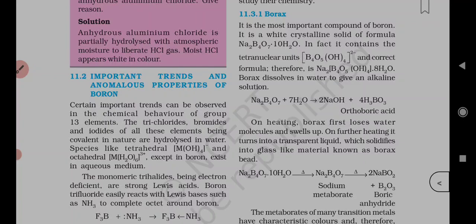Borax dissolves in water to give an alkaline solution. So we might think that borax is an acid, but when it dissolves in water, it gives an alkaline solution. Na2B4O7 plus 7H2O forms 2NaOH plus 4H3BO3, boric acid, and boric acid is a weak acid.